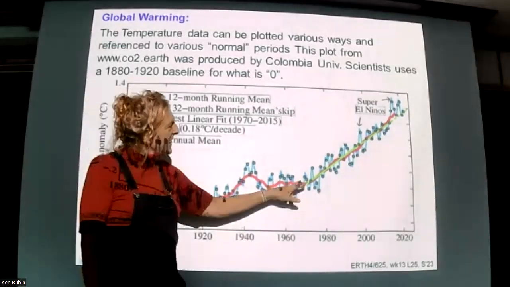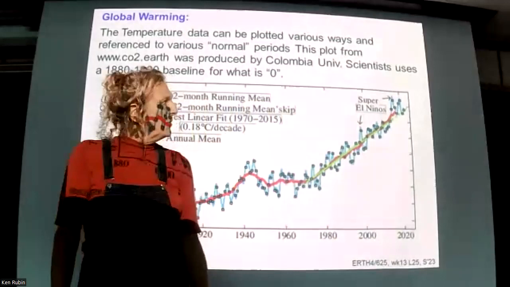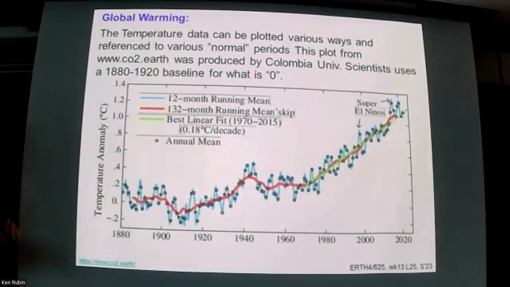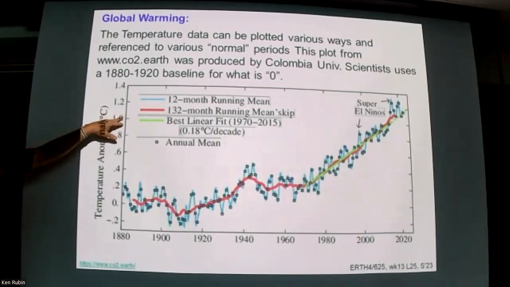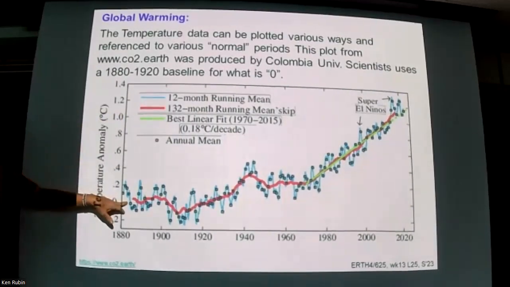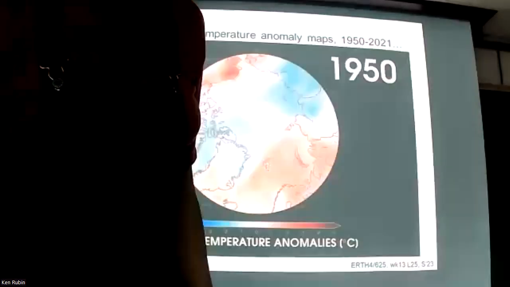But since about 1980, it's been steadily increasing, right? This goes through the year 2020. And so you can see that now we know globally temperatures are more than a degree warmer in a relative sense than they were back here. And we know why this is, right? Because of our loading of the atmosphere.